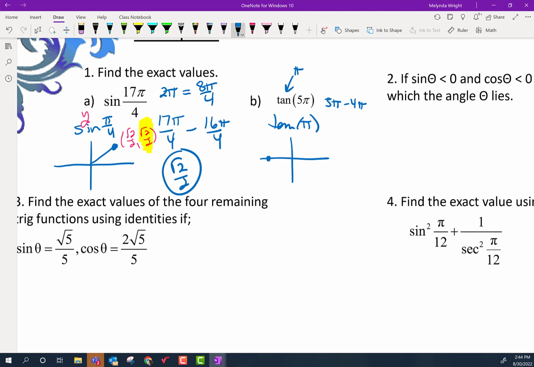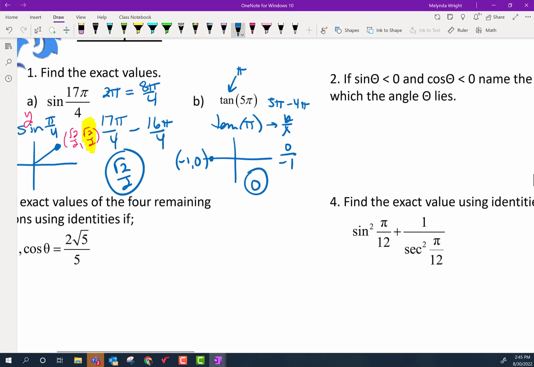Okay, so recall tangent is mapped to y over x. So let's write this coordinate point. Do I have a volunteer to tell me what this coordinate point is? Yes, ma'am. Negative 1, 0. Good. Negative 1, 0. So we would take the y coordinate, which is 0, and put it over the x coordinate, which is negative 1. So that would end up simplifying to be what? 0. Just 0, right? 0 over negative 1 is just simply 0. Okay, that's our very first one. Are we okay? All right, let's go to number 2.